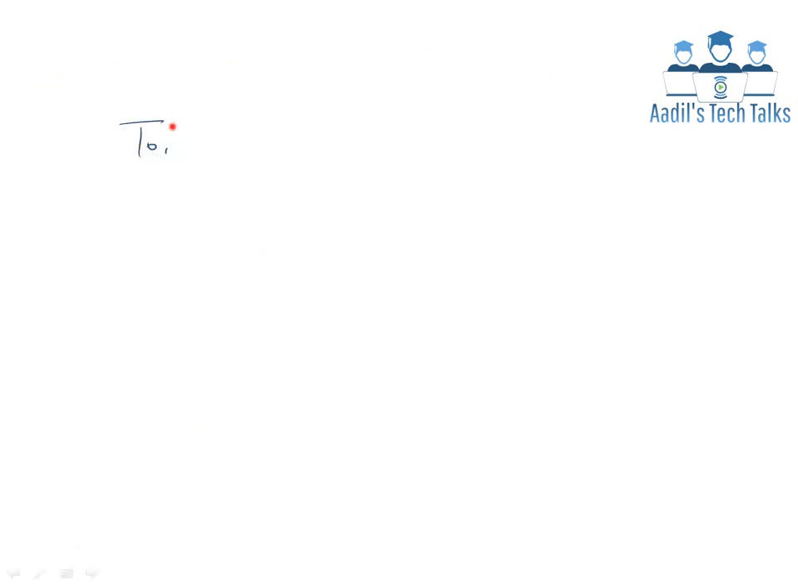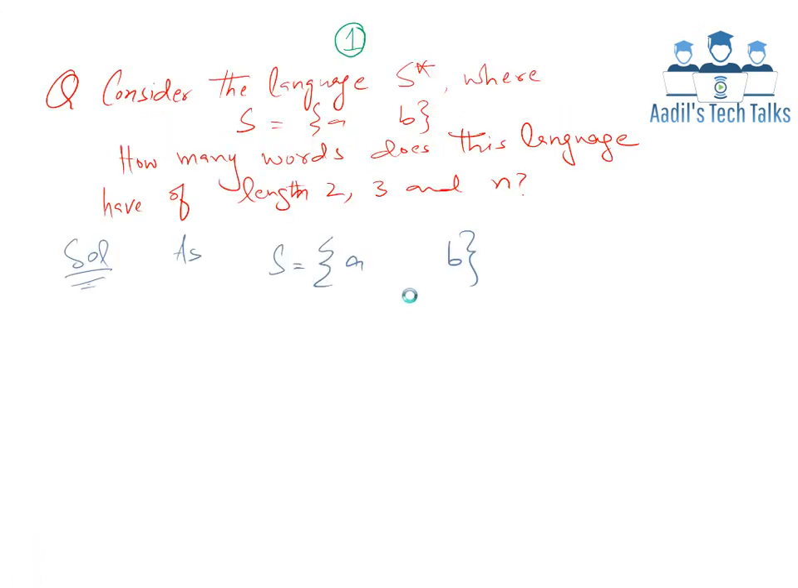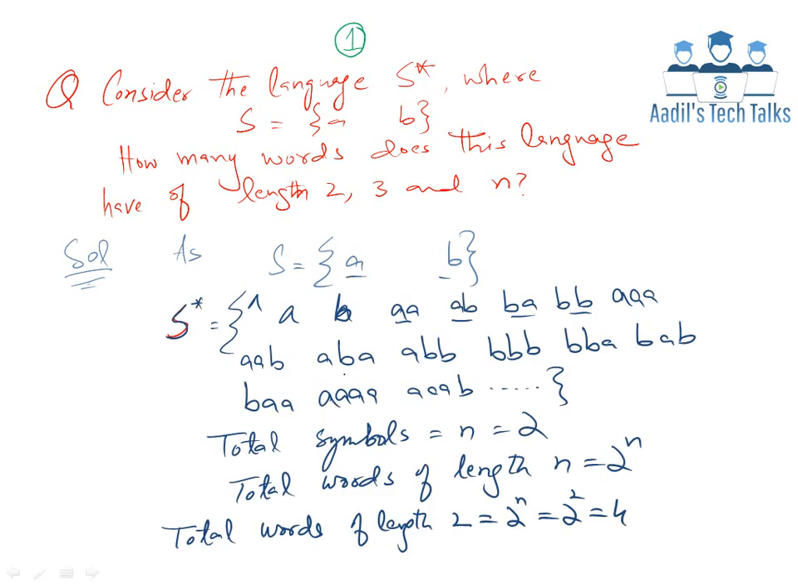Now the total words of length 3 will be equal to 2 raised to power 3, which is equal to 8. And now let's count: 1, 2, 3, 4, 5, 6, 7, 8, and so on. After this there are the words of length 4.